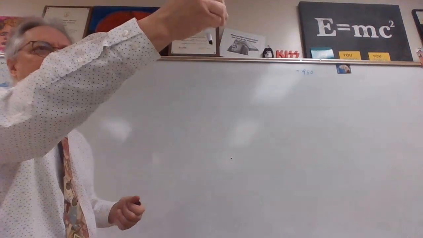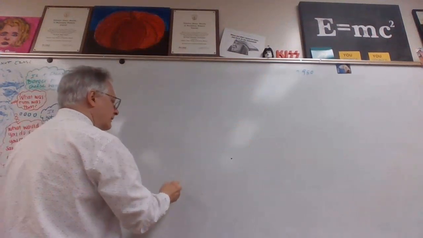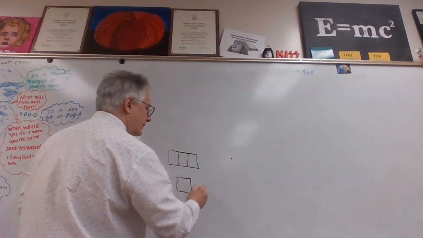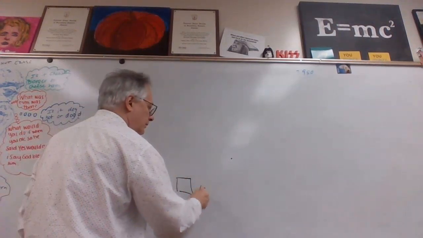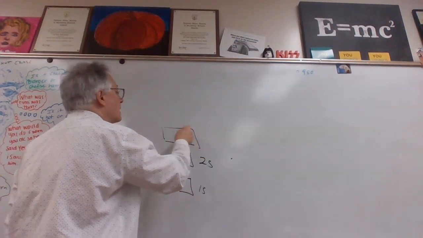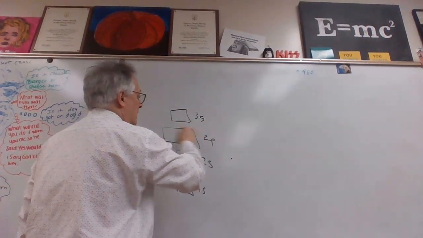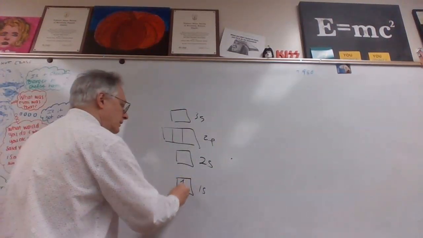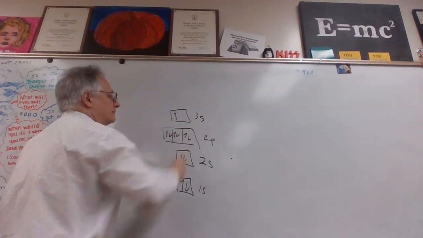So let's just take a look at, for example, sodium. Sodium, if you were going to draw the box diagram, we'd have, hang on, I already screwed it up. The 1s orbital, 2s, 2p, and 3s. So if I'm going to fill the electrons, I have 11 electrons. 1, 2, 3, 4, 5, 6, 7, 8, 9, 10, 11.